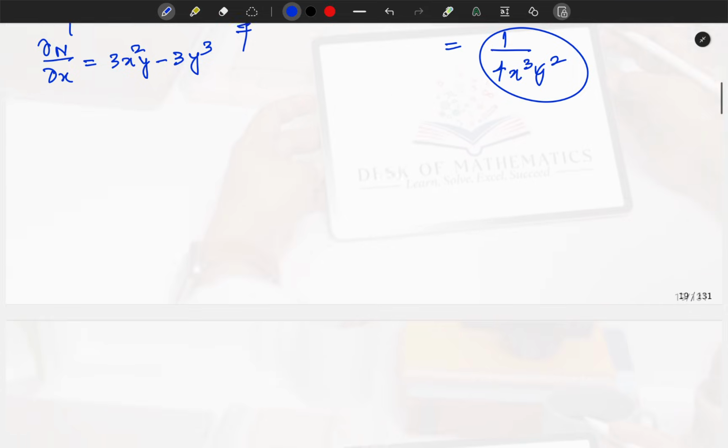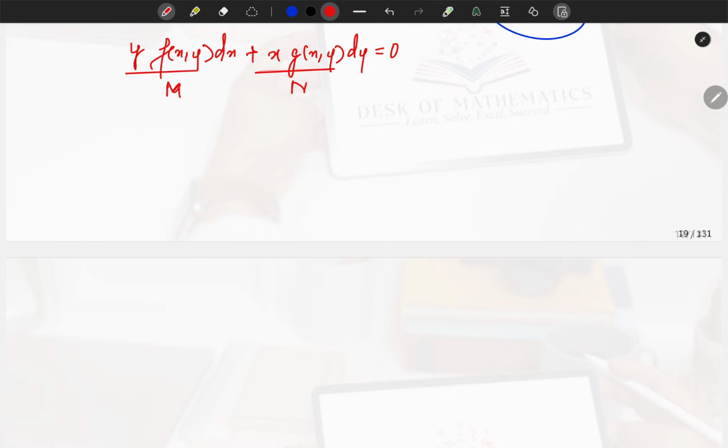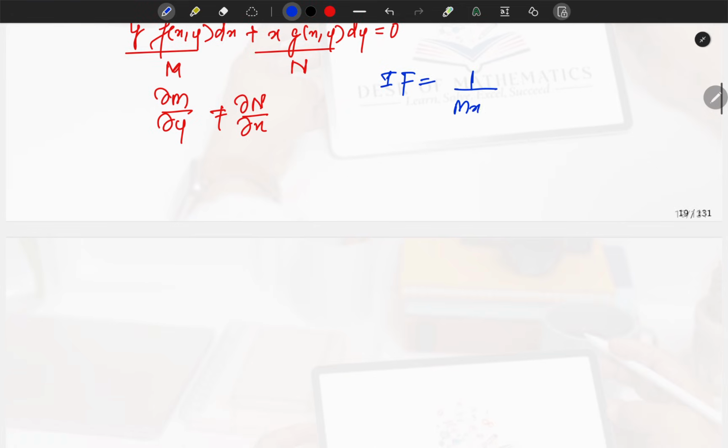Okay, so another form that you know in the homogeneous case is when your differential equation is in the form y f(x,y) dx + x g(x,y) dy = 0. This part is your M, and this part is your N, and if ∂M/∂y is not equal to ∂N/∂x, then it is not exact. Then the integrating factor, the function that makes it exact when multiplied, is 1/(Mx − Ny).